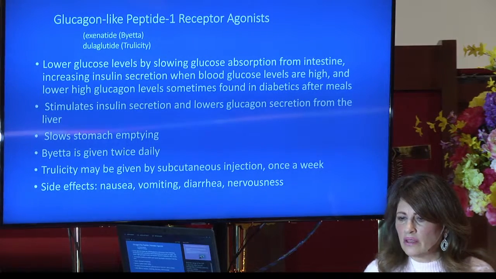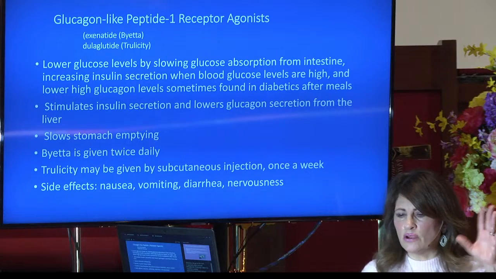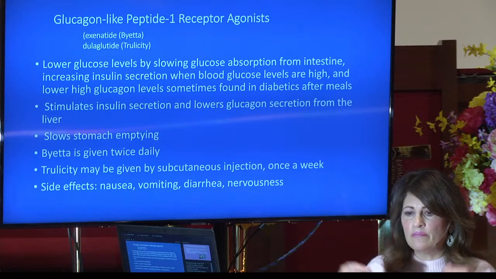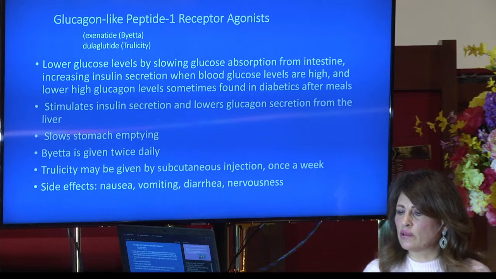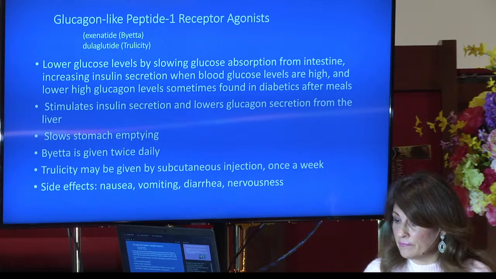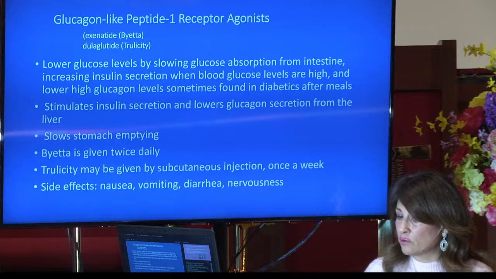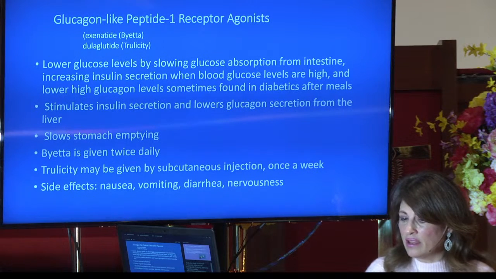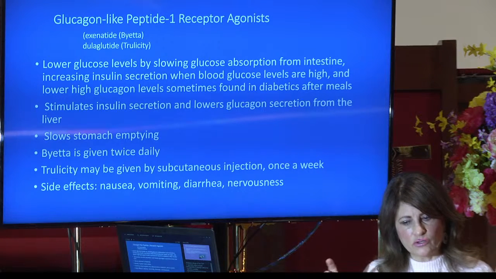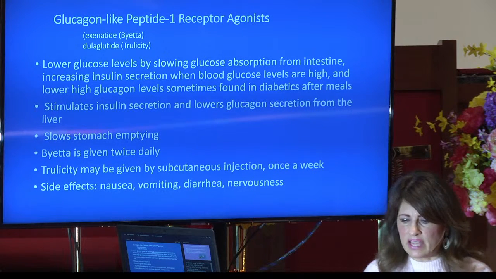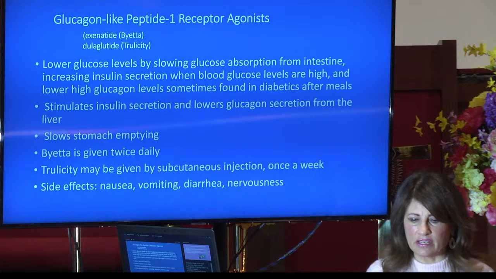The glucagon-like peptide receptors, I know them as Byetta and Trulicity. I know some of you are on those meds. They lower the glucose levels by slowing glucose absorption from the intestine. They increase insulin secretion when blood glucose levels are high. They stimulate insulin secretion and lower glucagon secretion from the liver. They slow stomach emptying. Byetta is given twice daily. Trulicity is only given once a week. The side effects are nausea, vomiting, diarrhea, and nervousness.